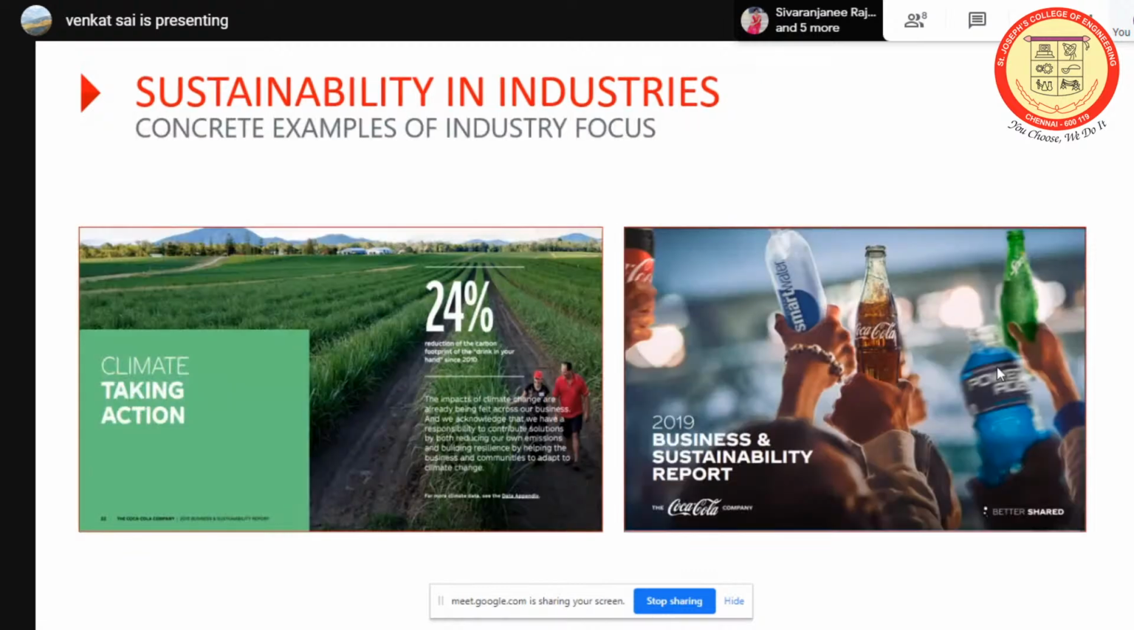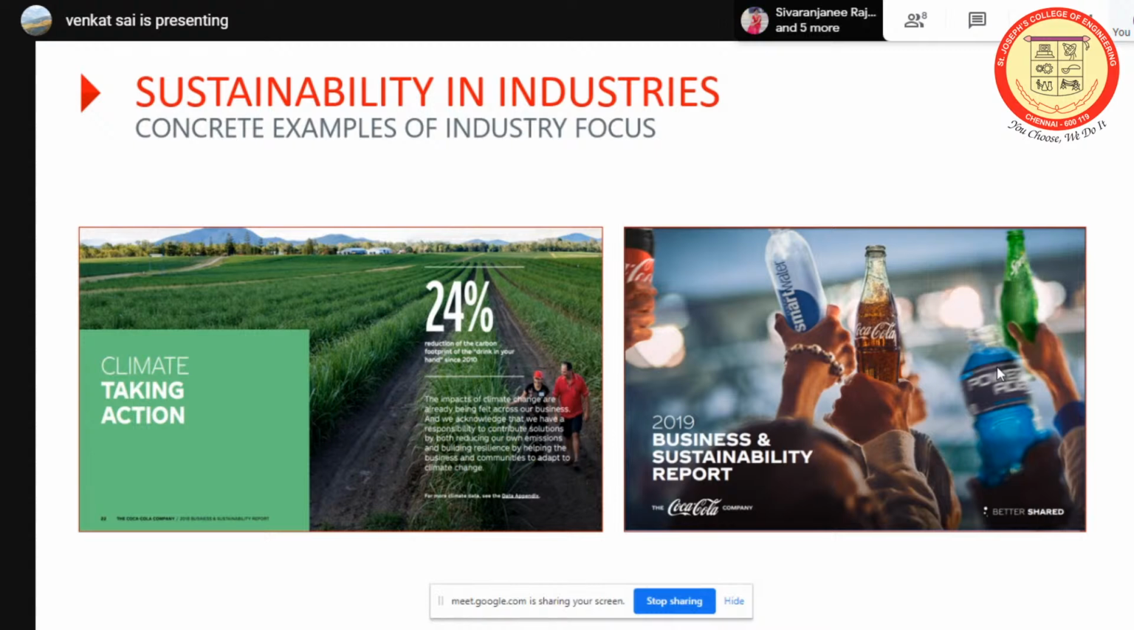Good. Now that you saw this video, I wanted to show you some concrete examples of, let's say, the industry focus. Let's take a look at Coca-Cola, right? This is one of the products that we use in our day-to-day life. Look at what they're focusing on the left side of the screen. Climate: taking action. 24% reduction of carbon footprint of the drink in your hand since 2010.